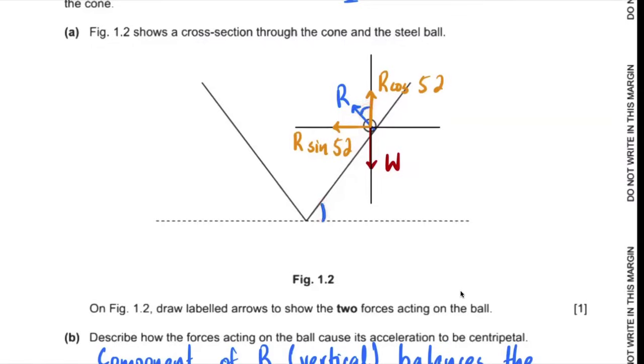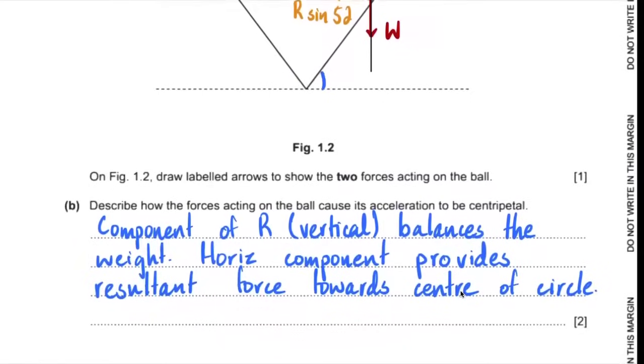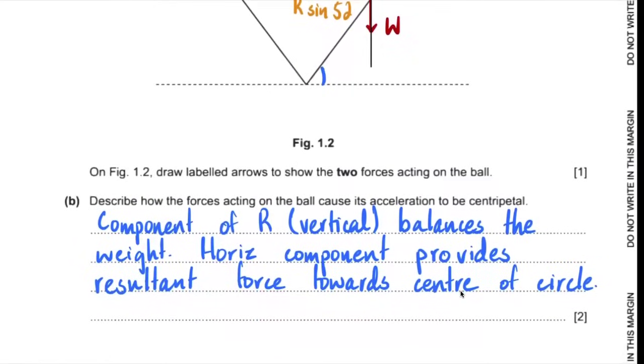So if this is 52, then this component with the angle is the cos one, this one is the sine component. So I can say that the cos component, the vertical component of the reaction force, equals the weight. So there is no resultant force in the vertical direction, but there is nothing countering this component, which is towards the center. So there's the force towards the center, which also produces an acceleration towards the center. That is what I've written here.